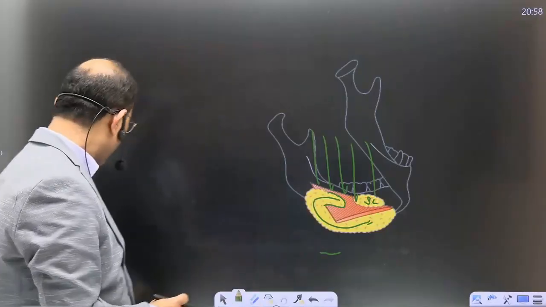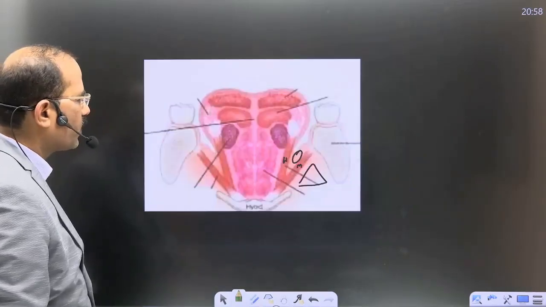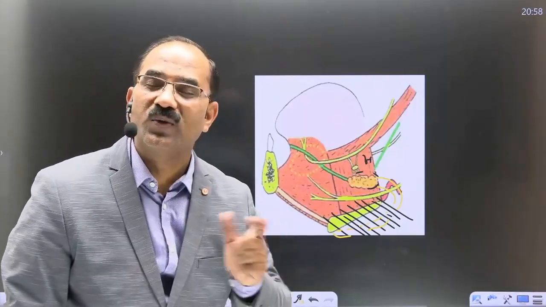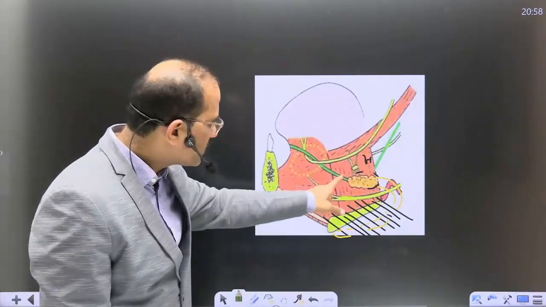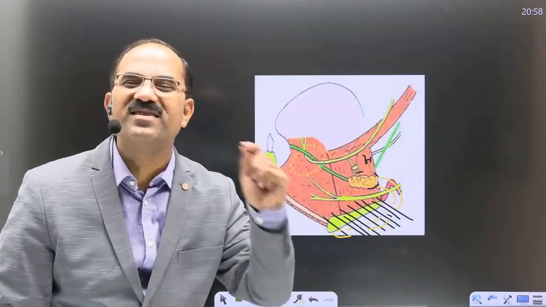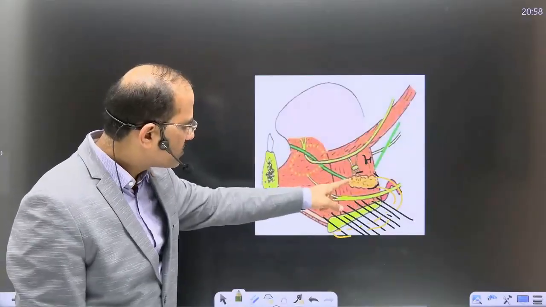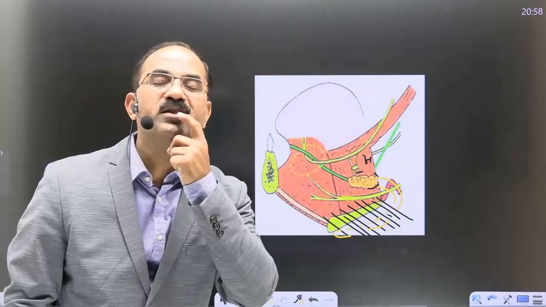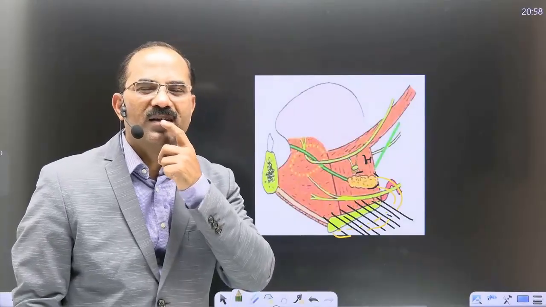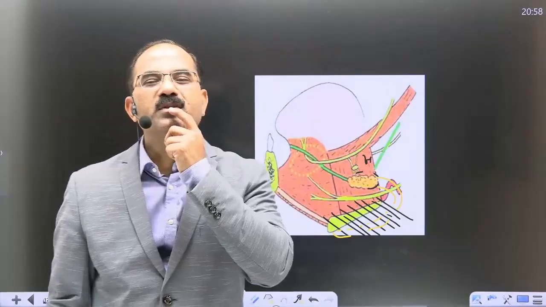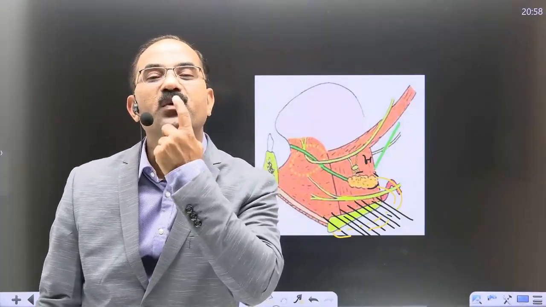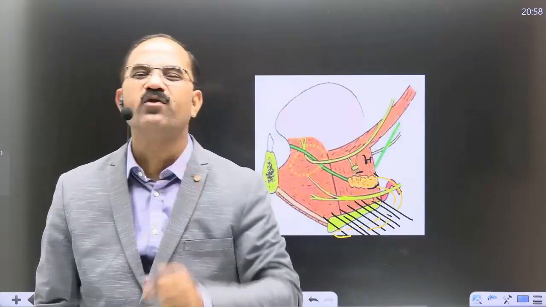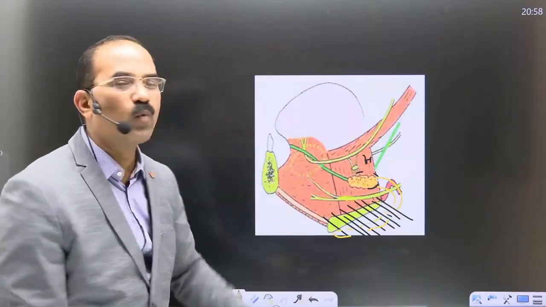Now this submandibular gland will have a duct. Like the parotid gland, whose duct is known as Stenson's duct, the duct of the submandibular gland is known as Wharton's duct. And this duct opens in the floor of the mouth, just on the sides of the frenulum linguae. Frenulum linguae is the attachment there. So this duct is Wharton's duct.